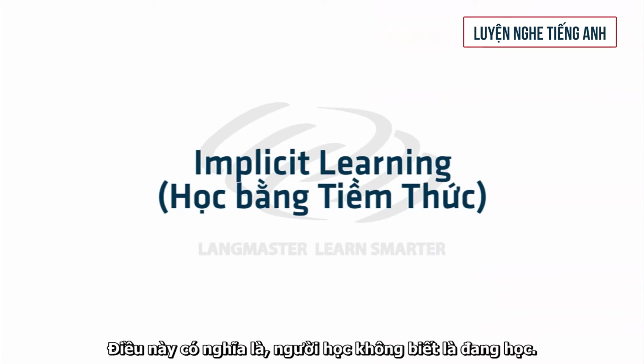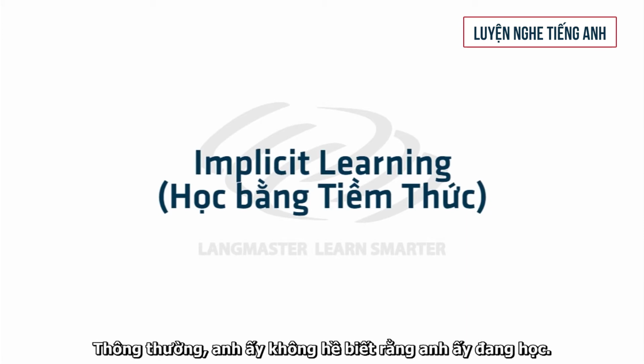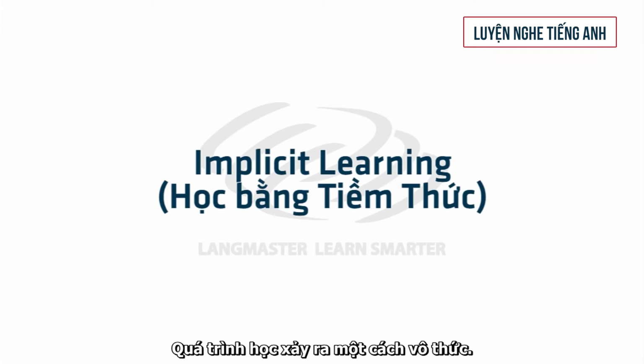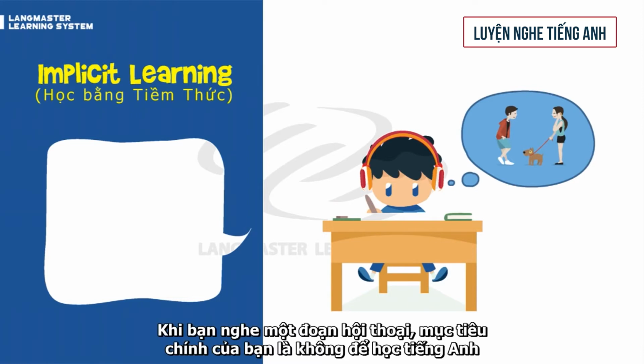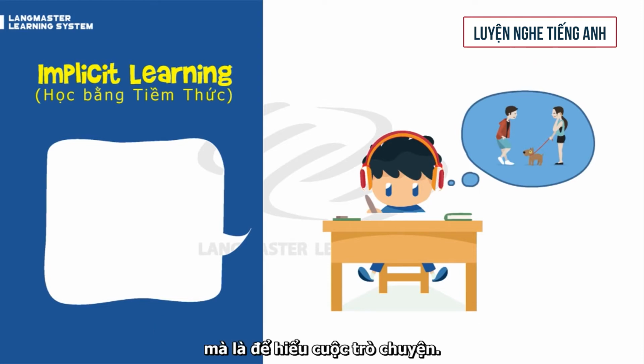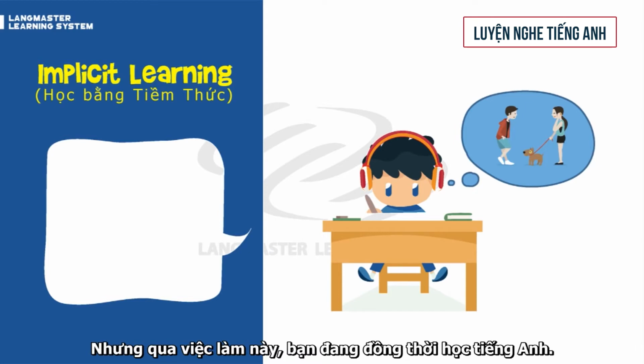In implicit learning, the learner doesn't know what is being learnt. Mostly, he's not even aware that he's learning something. The learning happens unconsciously. One example of implicit learning is listening to a conversation in English. When you listen to a conversation, your main goal is not to learn English, but to understand the conversation.